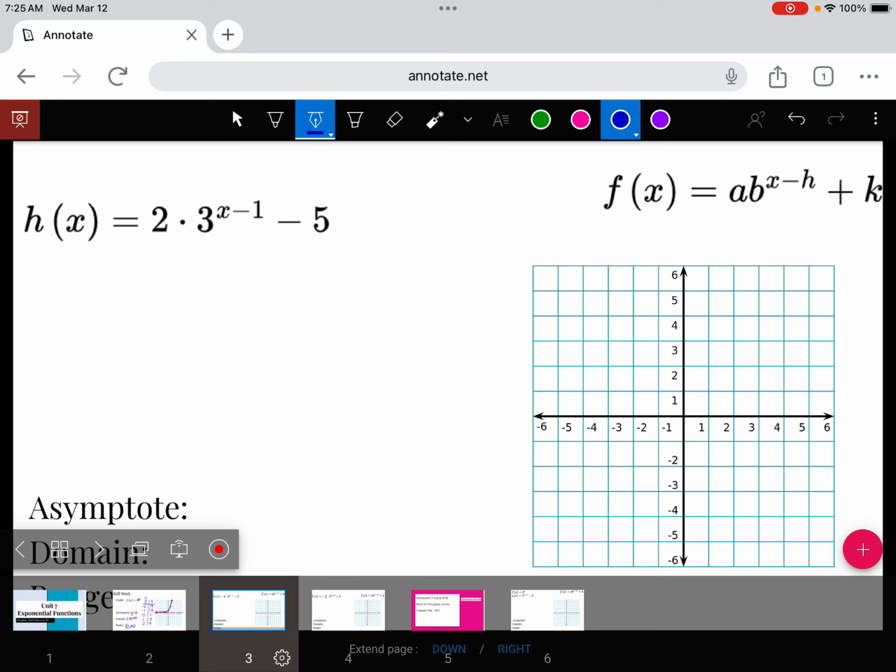So this is our first graph we're going to do today. We've got h of x, which is 2 times 3 to the power of x minus 1, and then minus 5.